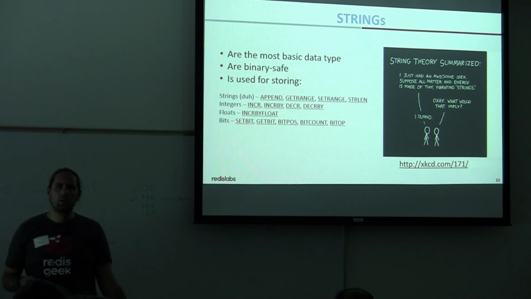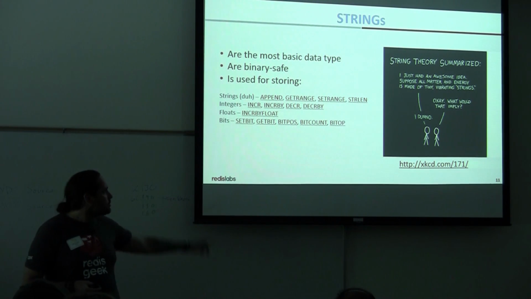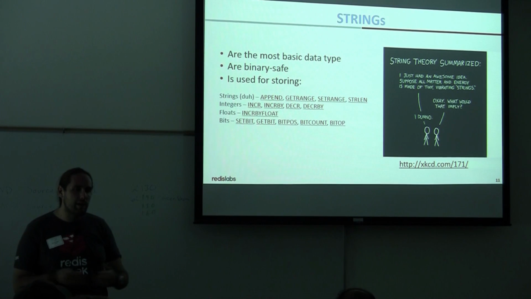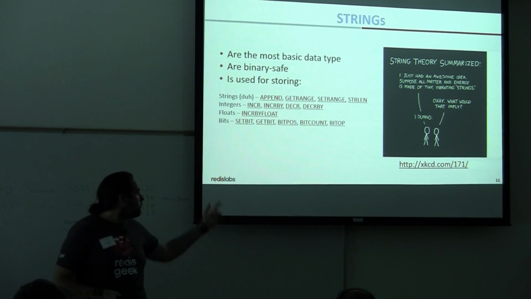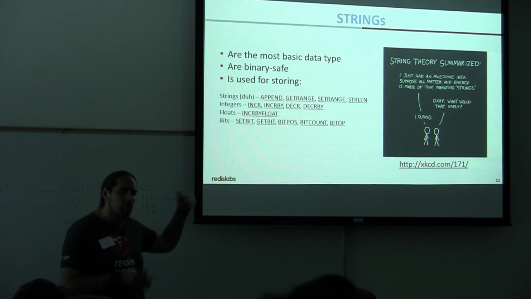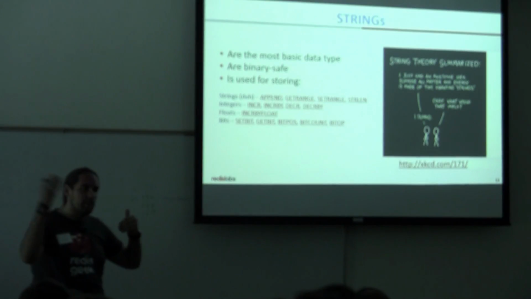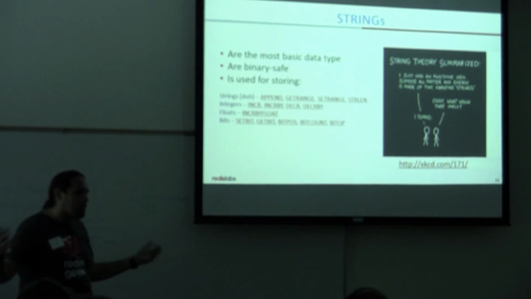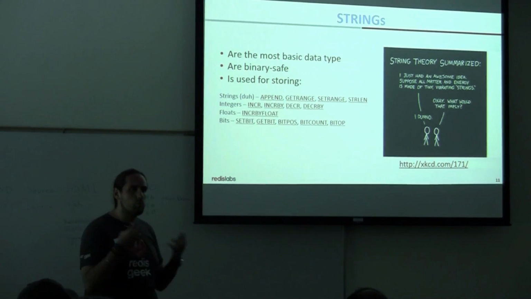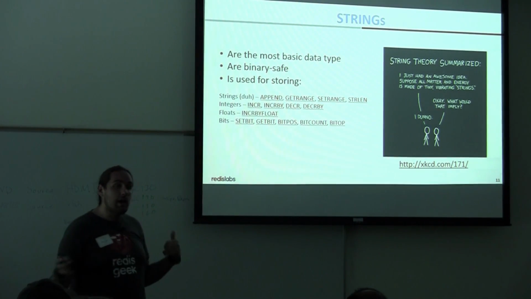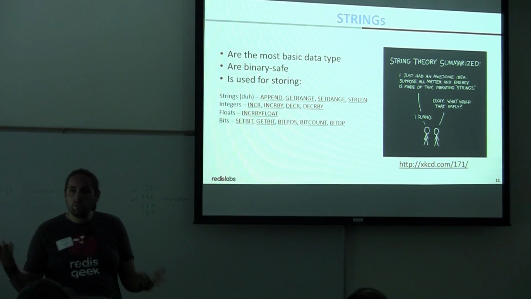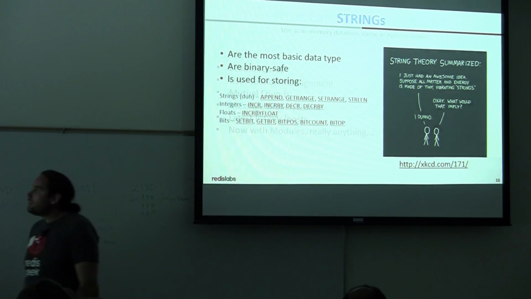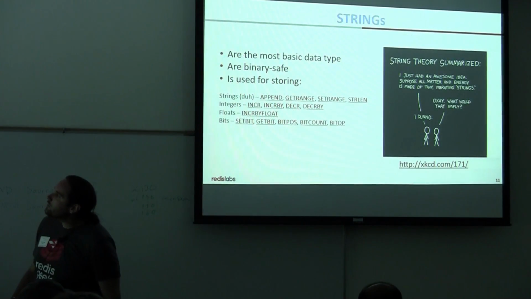So I think it's Instagram that actually tracks all of their login data using binary strings. Each user would have a key, and then for every day that they log in, they set a bit. And then using bit math, you can actually figure out how many users were online on a given day, how many times a given user is logged in, and you can do all kinds of interesting analytics as a result of that.